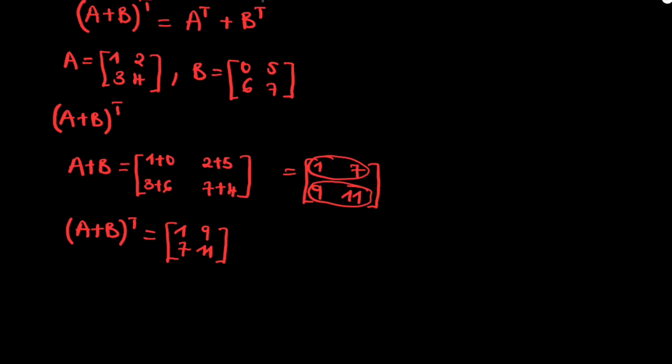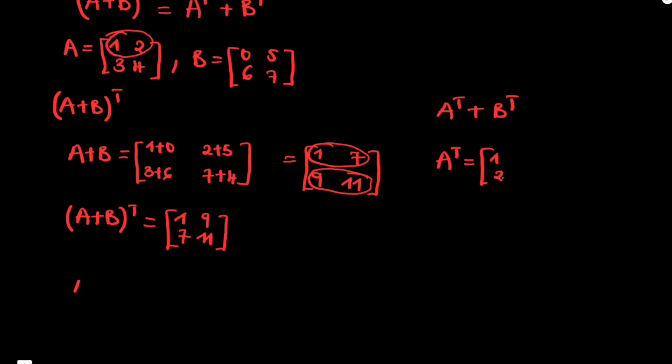Now let's take the right hand side. The right hand side is A transpose plus B transpose. So let's take A transpose. The first row becomes the first column, 1 and 2. The second row becomes the second column, 3 and 4.